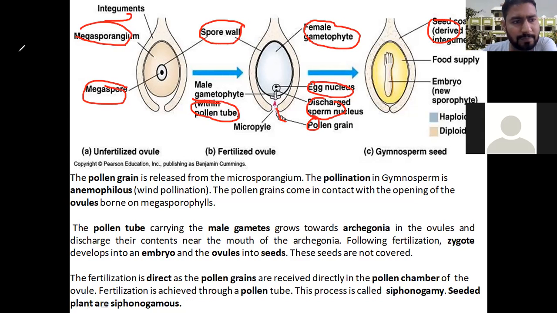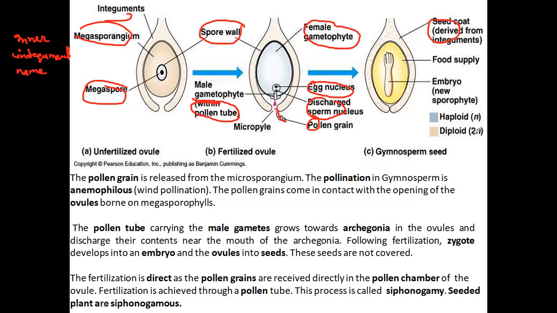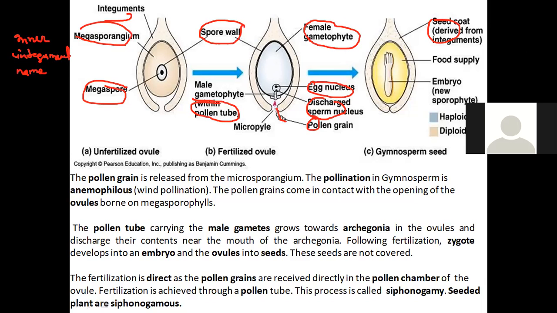Yes, Bhuneshwari. Inner integument name in gymnosperm. Subhalakshmi. Sanmugapriya, she is here. Anyone you are not telling?